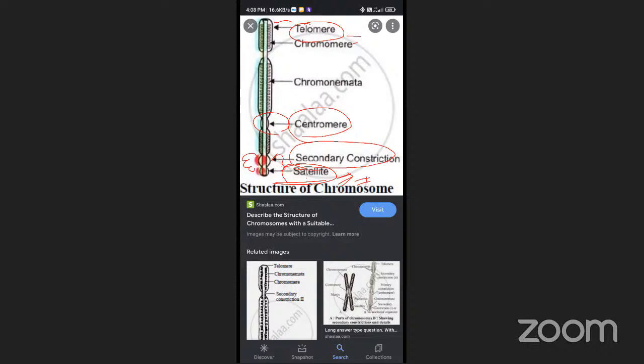Is it clear? Any doubt in this? If you have any doubt, ask me. Polarity is shown by the telomere, this blunted end. So this is called telomere. And this is the pellicle, not shown here. This layer is called the pellicle layer, the outer layer.